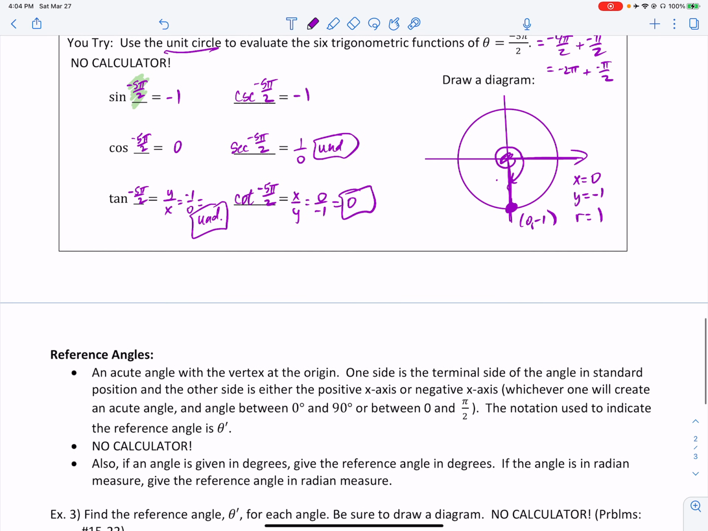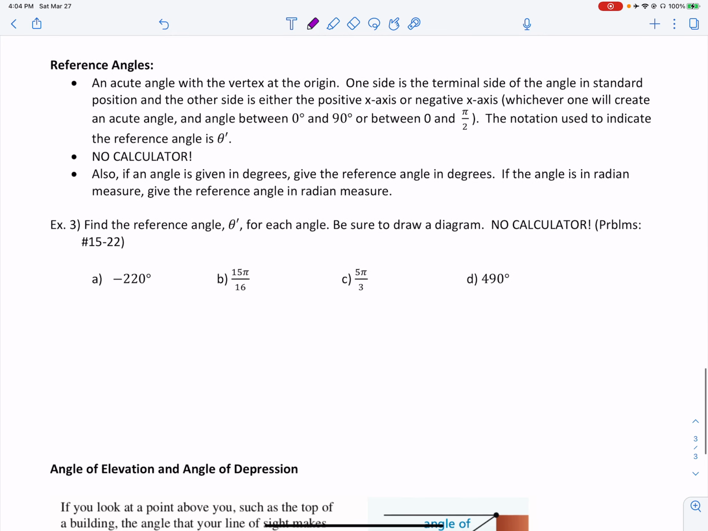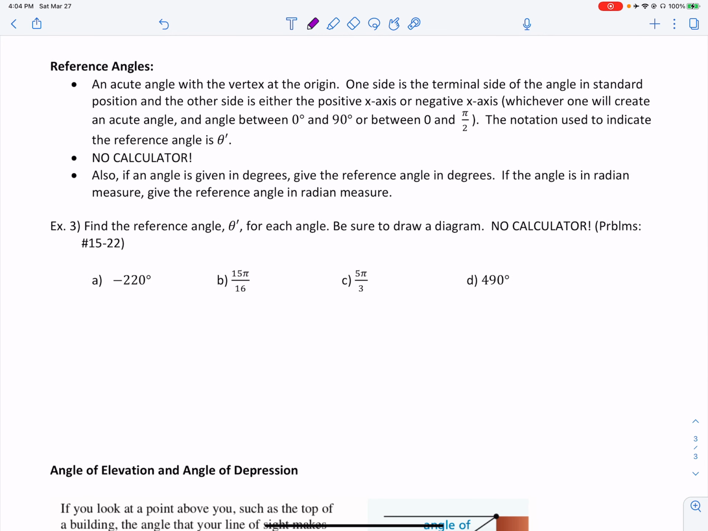Now, a big topic is reference angles. A reference angle is an acute angle with the vertex at the origin. One side is the terminal side of the angle in standard position. The other side is either the positive x-axis or the negative x-axis, whichever one will create an acute angle. The acute angle is an angle between 0 and 90 degrees, or if you're in radians, between 0 and pi halves. The notation is, we call that theta prime. That's your notation for the reference angle.